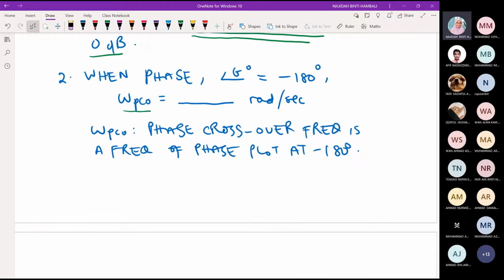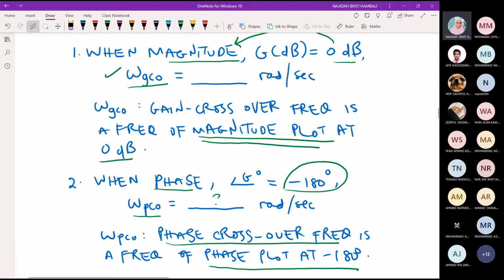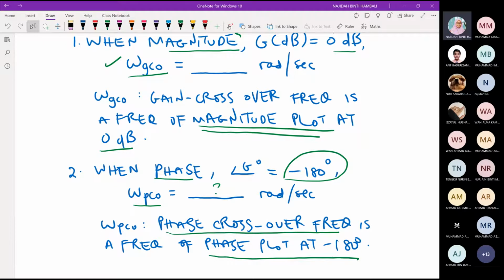Next step, refer to the phase plot at negative 180 degree. Determine your frequency. This is the frequency that we call the phase crossover frequency, which is the frequency of the phase plot at negative 180 degree. So determine this one. The unit is also radian per second. So now at this stage, can you differentiate between these two frequencies, the gain crossover frequency at 0 dB of the magnitude plot and the phase crossover frequency at negative 180 degree from the phase plot?